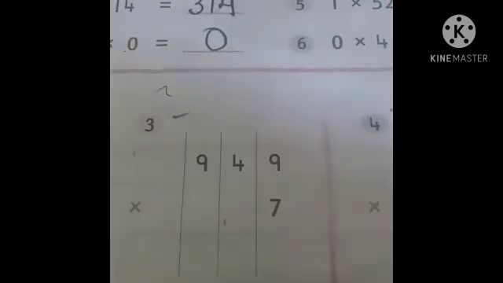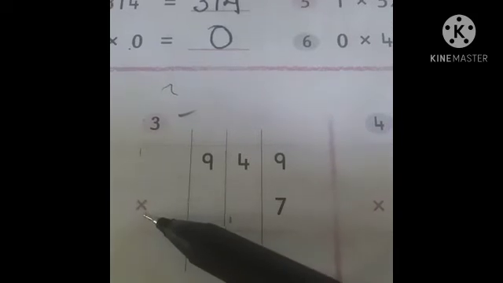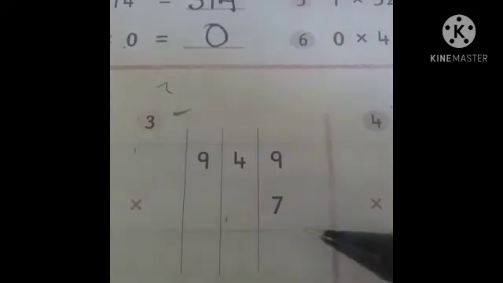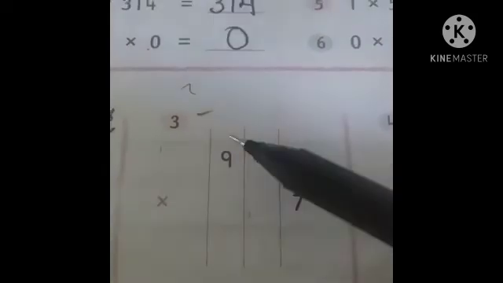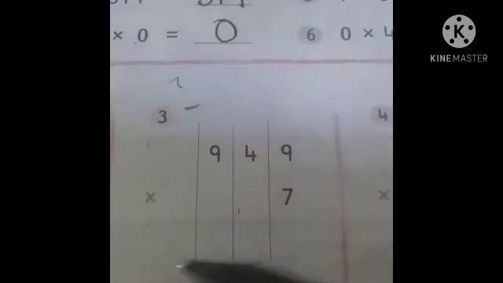Find the product. Here one multiplication is given. Find the product. Here we have to do multiplication. 949 into 7.